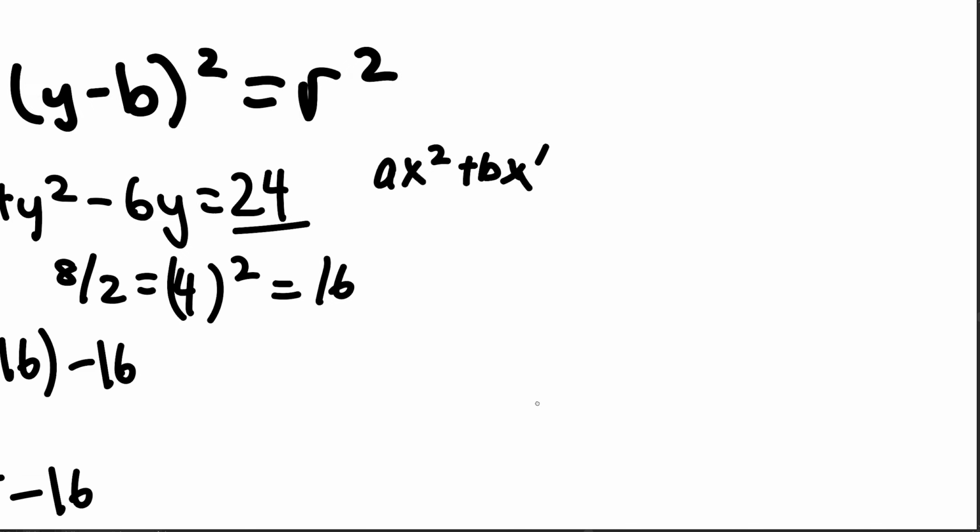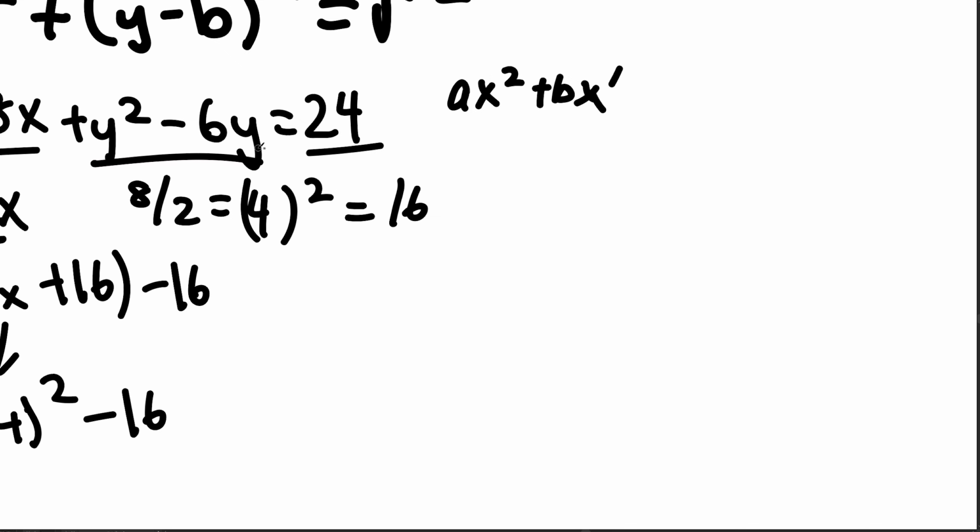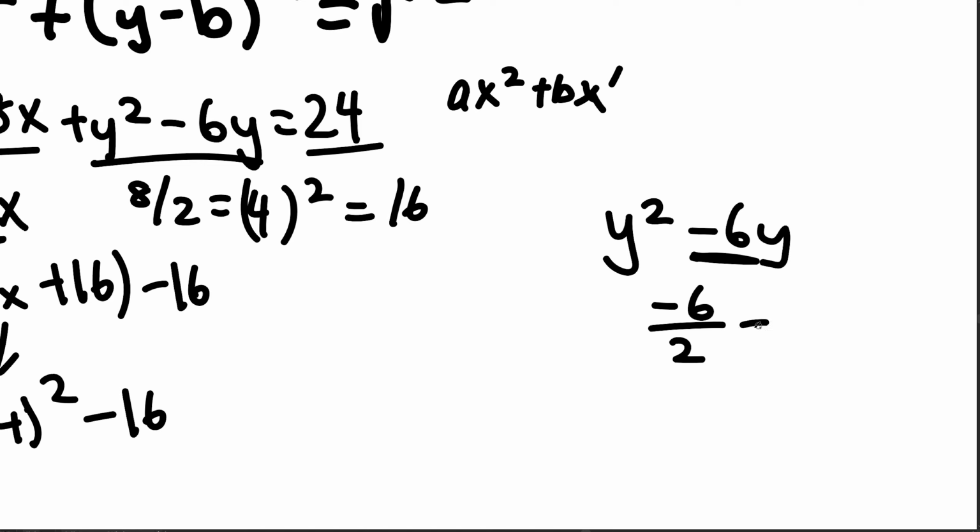Now let's move on to the y. So the y is going to be y squared minus 6y. And let's do the same thing. So then we take the b value, which is going to be negative 6. Remember to include the negative. So that's going to be negative 6 over 2, that's going to be negative 3. And negative 3 squared is equal to 9.